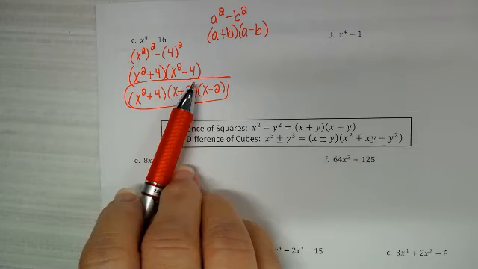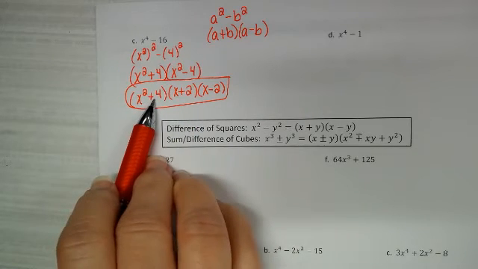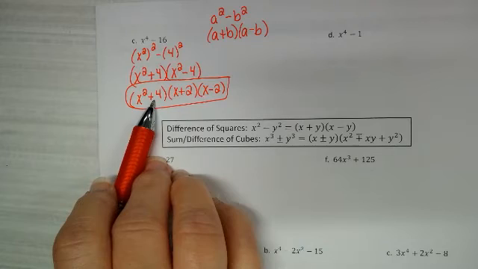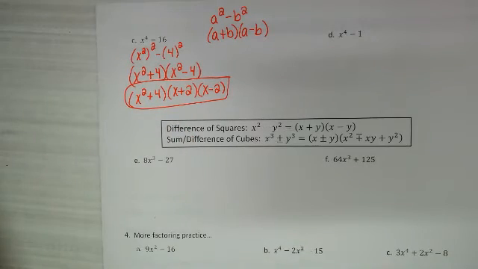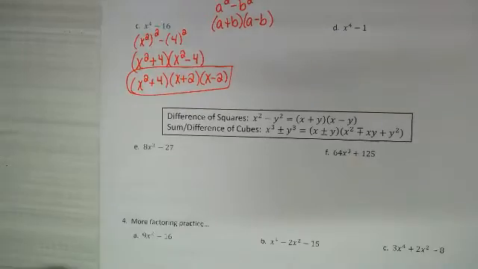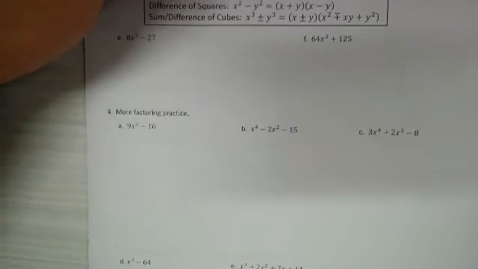So be on the lookout for a difference of squares right here. But if it's a plus, it's not a difference of squares. It has to have a minus, like this one did. And then you get to do letter D. Let's do a couple on the bottom page, and then the rest of it is your practice.